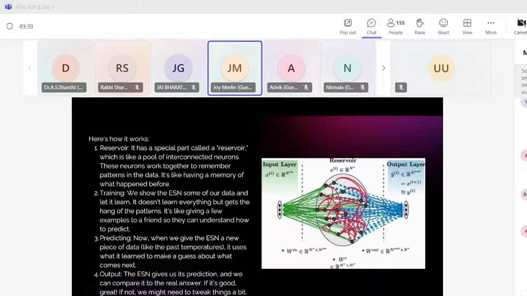Predicting. Now, when we give the ESN a new piece of data, like the past temperatures, it uses what it has learned to make a guess about what comes next. Likewise, the guessing is done in the reservoir. Output: the ESN gives us its prediction, and we can compare it to the real answer. If it's good, great. If not, we might need to tweak things a bit. Again, we have to go back and reconsider the various data points in the reservoir in order to get the desired output.